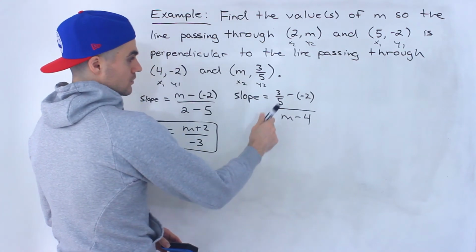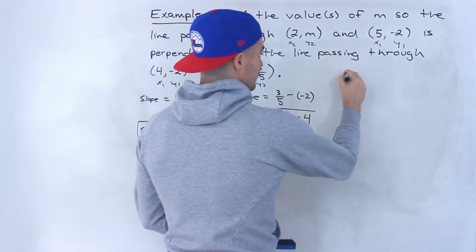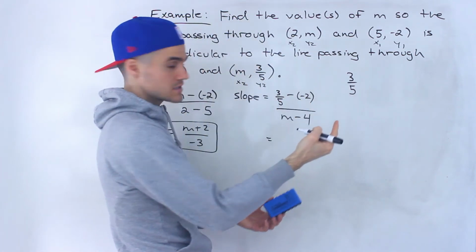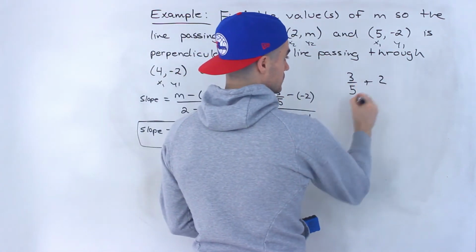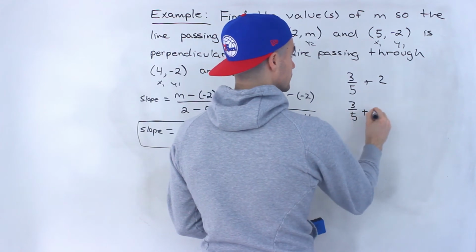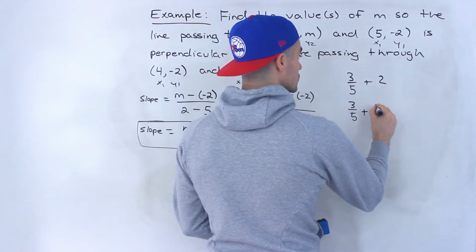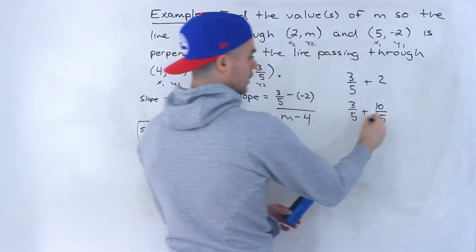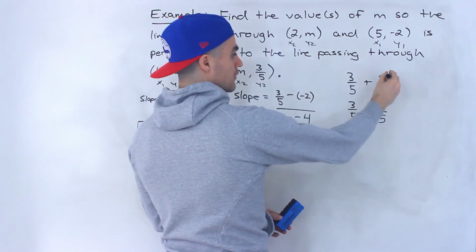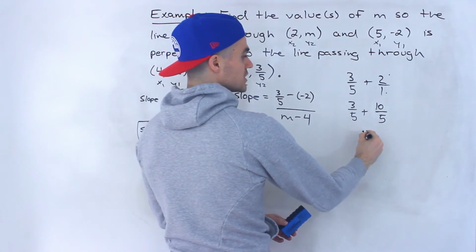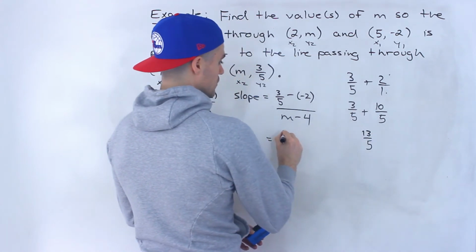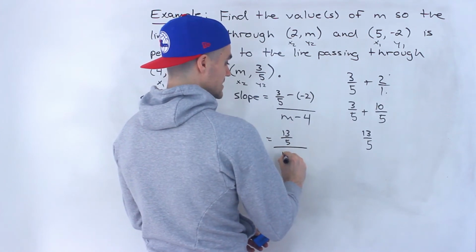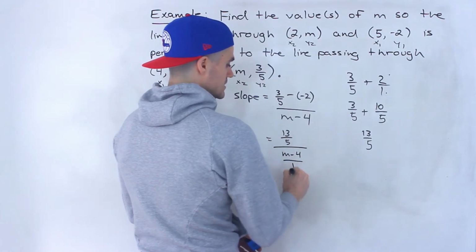So 3 over 5, let's do this on the side here. This negative would turn into a positive, so we'd have 3 over 5 plus 2, which would be 3 over 5 plus 10 over 5. If we get a common denominator, this is 2 over 1 multiplied by 5 over 5, so this would be 13 over 5. So this would be 13 over 5 divided by this m minus 4. And this m minus 4, it's like over 1.